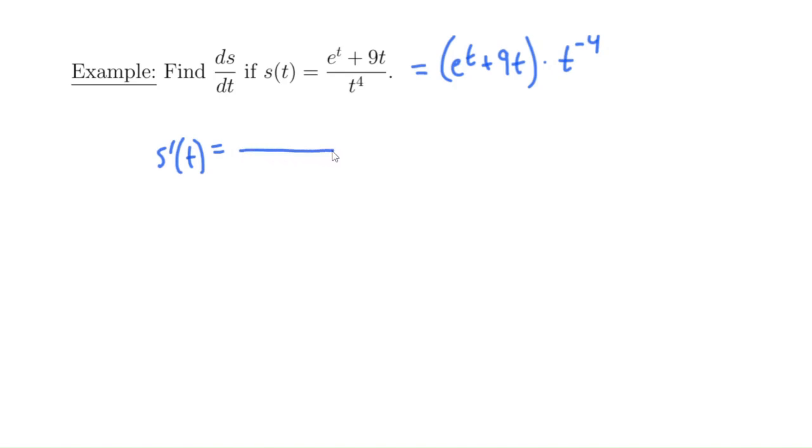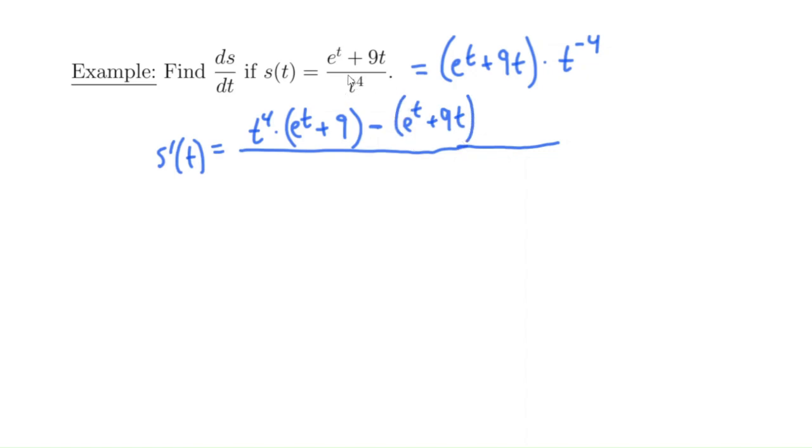So s prime of t is going to be, well, low, t to the fourth, d high. Now, what's the derivative of e to the t plus 9t? Well, the derivative of e to the t is just e to the t. What's the derivative of 9t? Well, it's just 9. Okay, so there's low d high minus, and make sure you put minus, not a plus, minus high d low. High is e to the t plus 9t. And the d low would be 4t cubed. And it'll be all over t to the fourth squared. And that is our final answer.